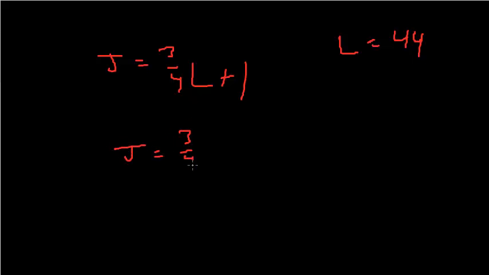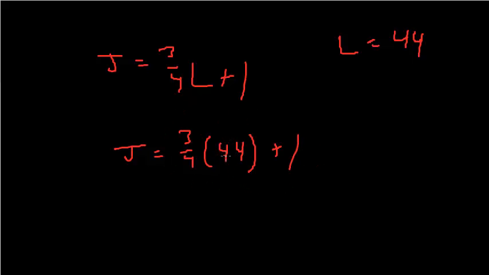If I have this formula, J equals 3/4 L plus 1, if I want to evaluate that formula, I need to know what L is equal to. The problem will tell me L is equal to, say, 44, and then to evaluate a formula, I just plug in the value of L to where L is in the equation. So J equals 3/4 times 44 plus 1. And then I follow my order of operations.